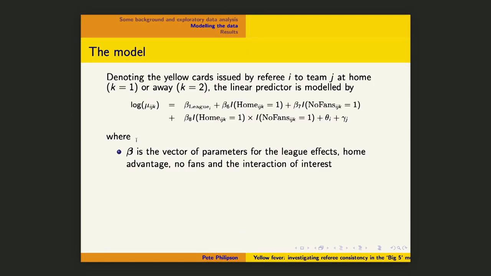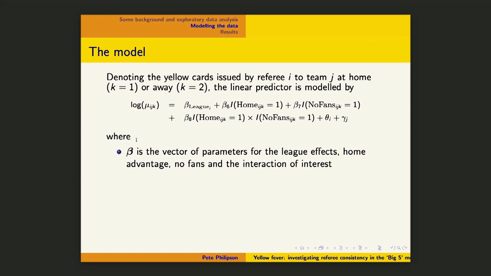And this did well in simulation studies. So that encouraged me to fit a model. So we've got the yellow cards issued by the referee I to team J at home. Basically have a linear predictor for mu, which is what I wanted. So I like the model to have nice inferences, because hopefully other people will use it.